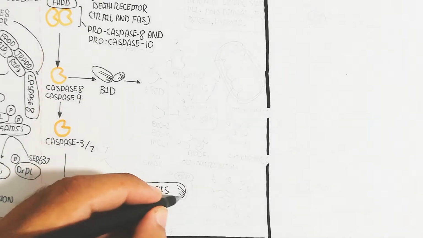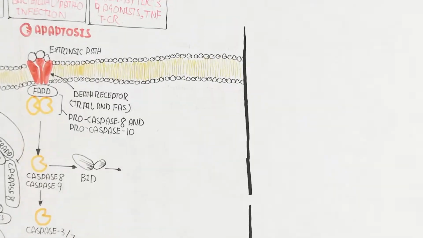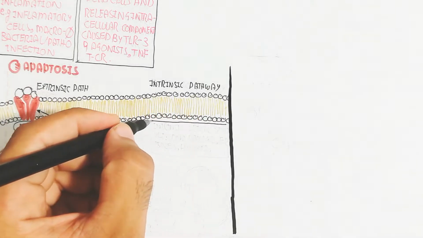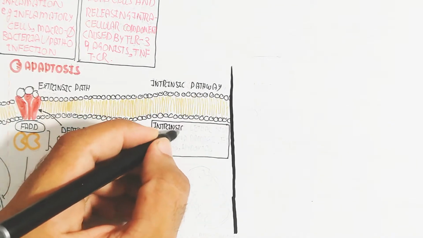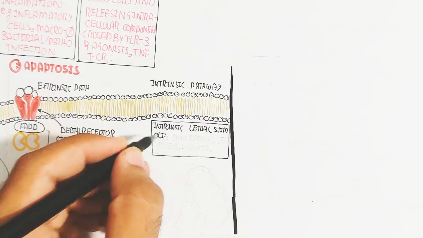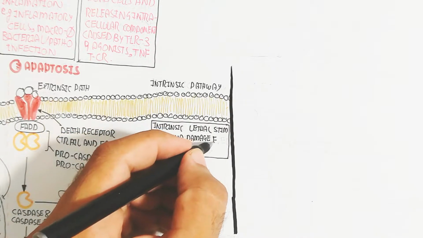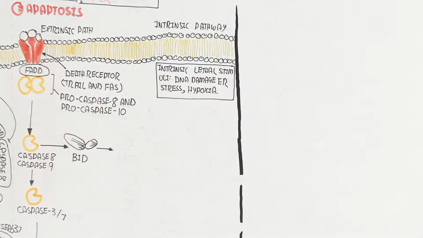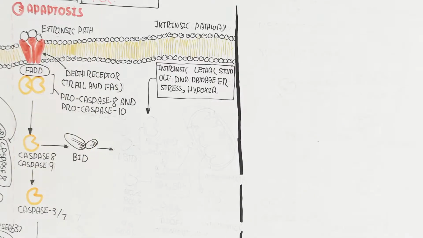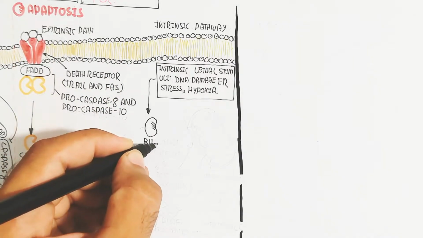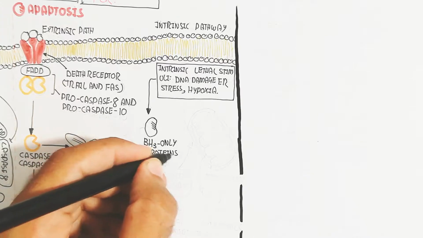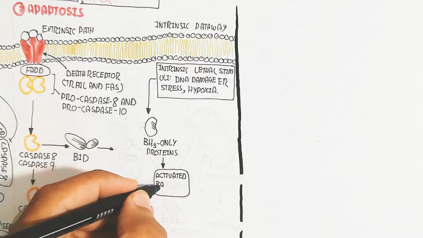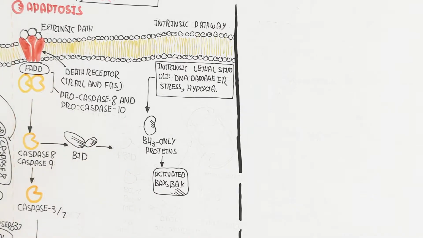But on the other hand, we will also learn about Bid, and we will also understand the intrinsic lethal stimuli like DNA damage, endoplasmic reticulum stress, and hypoxia. Hypoxia stimulates the BH3-only proteins, which in turn activate Bax and Bak. These proteins target the mitochondria for the release of cytochrome C.